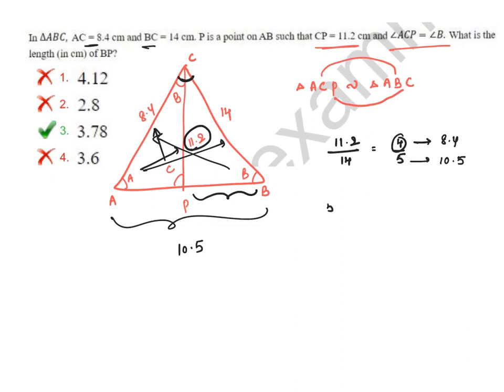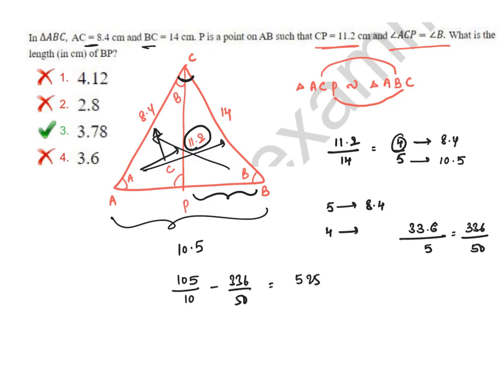So 5 parts is 8.4. Now how much is 4 parts? I can say if you multiply, it will be 33.6 by 5. I can take it as 336 by 50. So subtract 105 by 10. 336 by 50. 5 into 105 is 525, minus 336 by 50, which is 189 by 50. Multiply and divide it by 2 and 2. So you're getting 378 by 100, that is 3.78. So it's very calculative. So all you can do it by using the similarity. Try to understand this similarity and do it for yourself. You can get it.